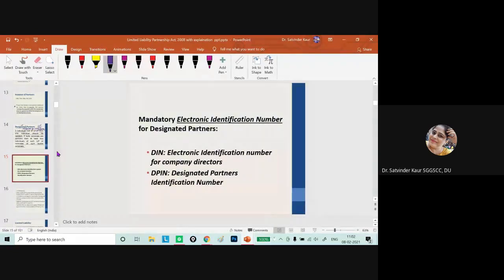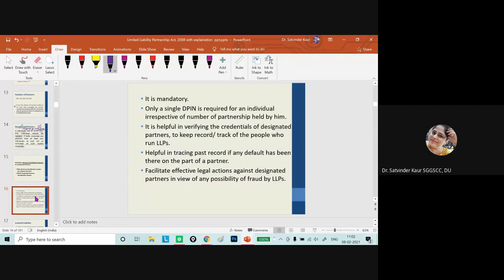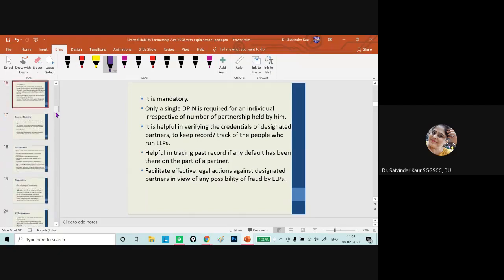So when we talk about the designated partner, they are also required to obtain a DPIN number. DPIN is the designated partner identification number. If we talk about companies, in case of a company, we require a director identification number. Then about the DPIN, I think we can discuss later on.